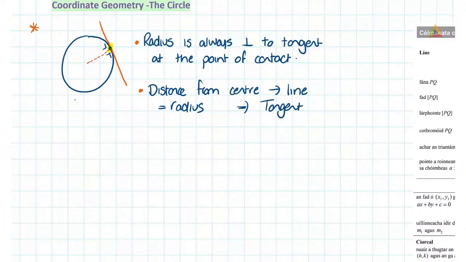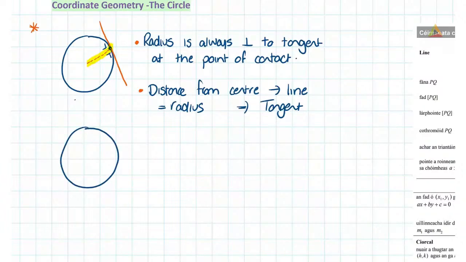Okay, so the distance from the center to a line, if that's equal to the radius, that will be a tangent. And that just makes sense here. If I was to work out this distance along that line there, and if that was equal to the radius, well, the line is a tangent. If it wasn't, well, then you're going to have something like this.